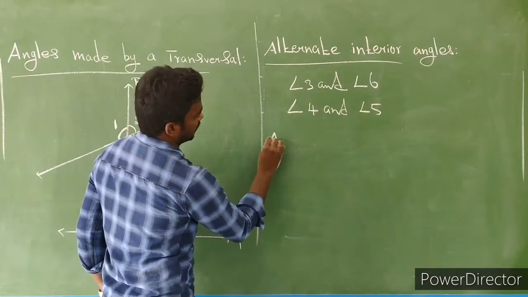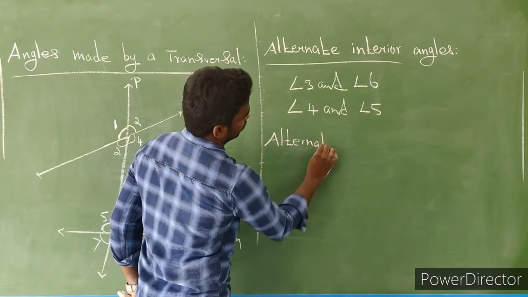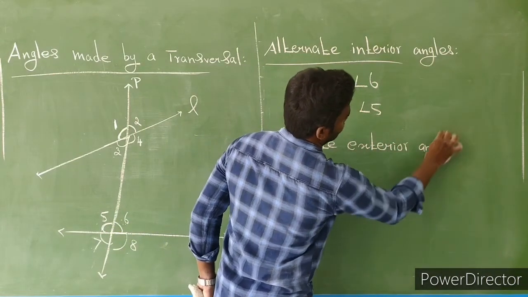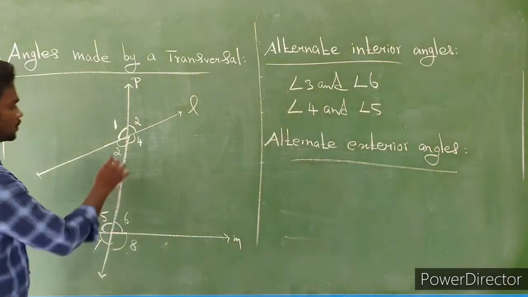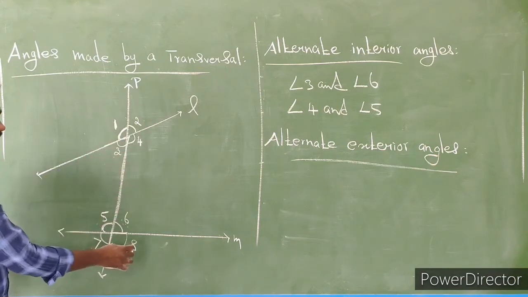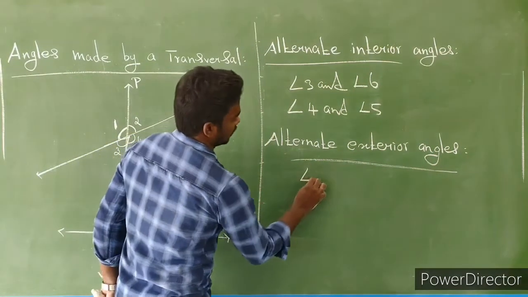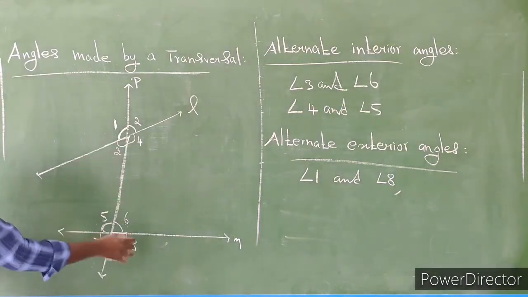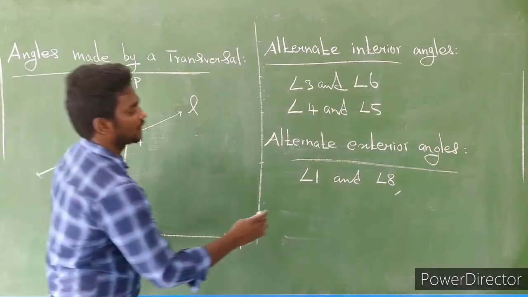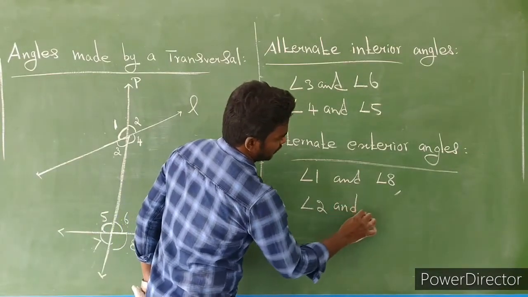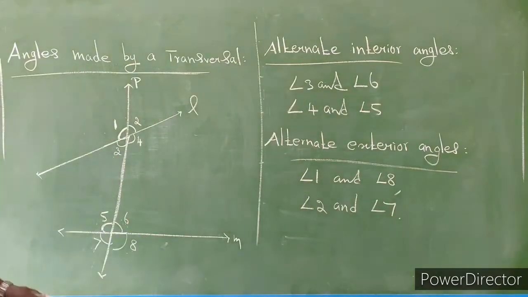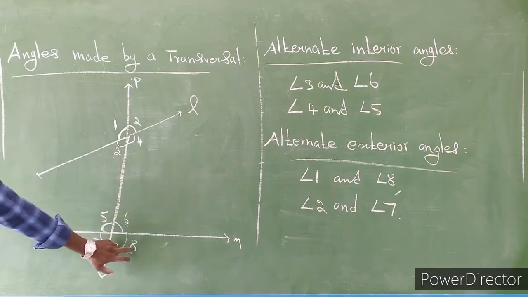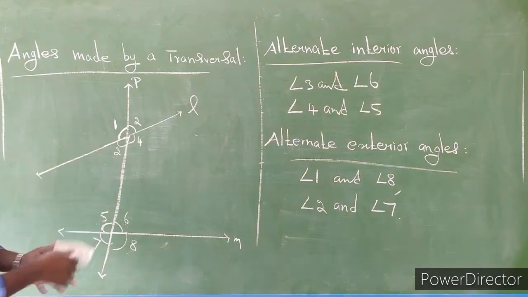Then what are alternate exterior angles? Alternate exterior angles are, so 3 and 6 are alternate interior angles, and 1 and 8 are alternate exterior angles. Angle 1 and 8. What is another pair of alternate exterior angles? 2 and 7. Angle 2 and angle 7 are also alternate exterior angles. So 3 and 6, 4 and 5 are alternate interior angles. 1 and 8, and 7 and 2 are alternate exterior angles.